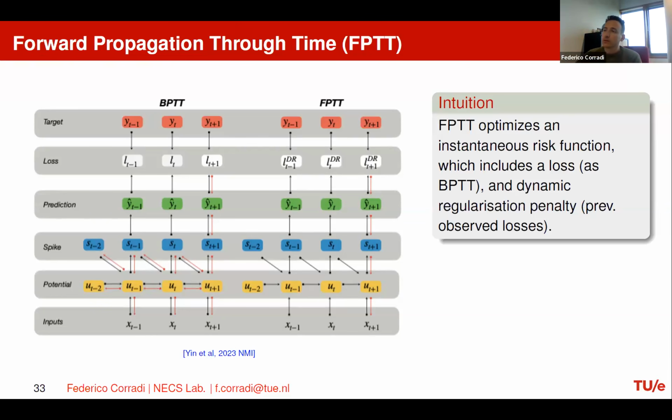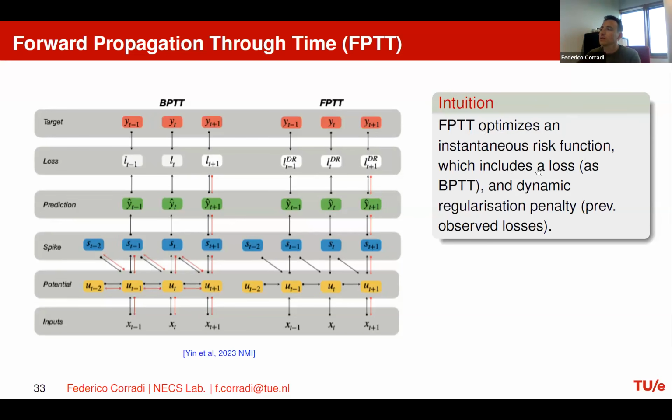The intuition is that in BPTT, we need to unroll all of the time steps, and we need to store all of the memory. In FPTT, you only need to store one chunk of the network at one single time step. You do that because FPTT optimizes an instantaneous risk function, which includes a loss as BPTT does, so a loss that is only for one time step.